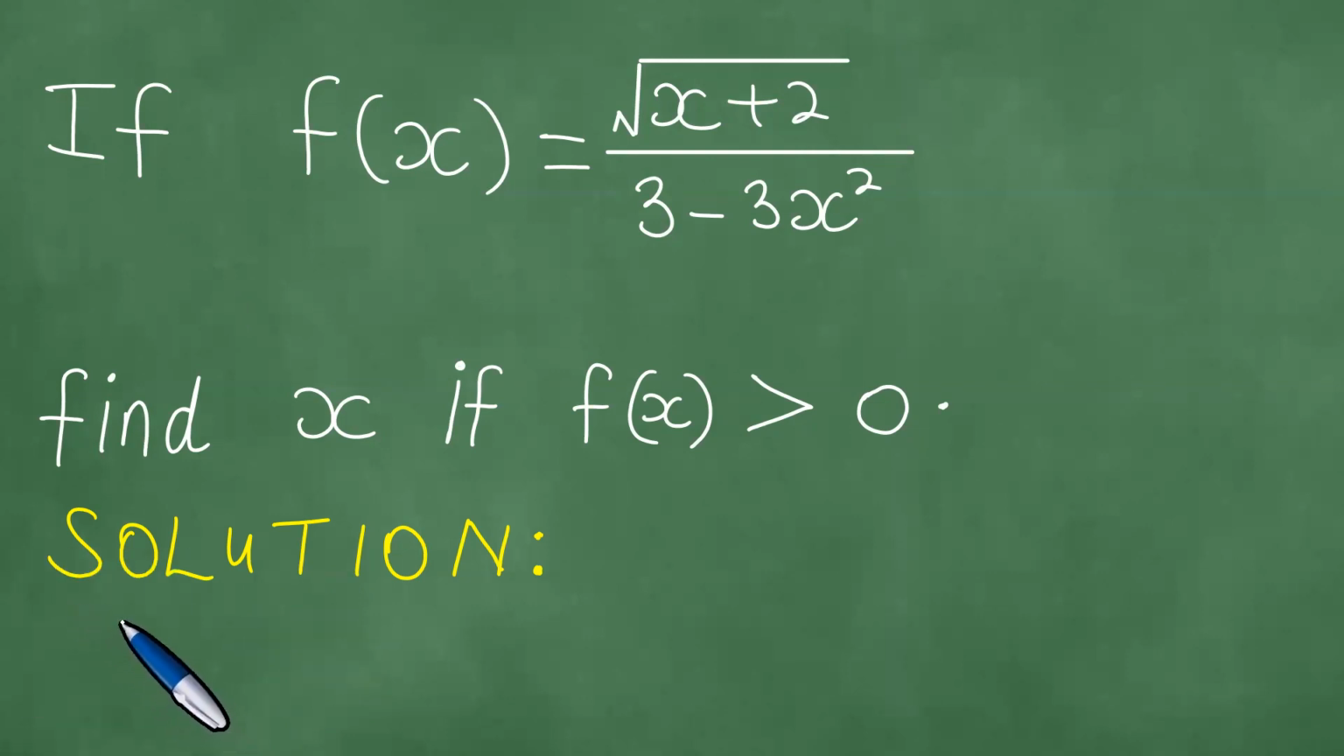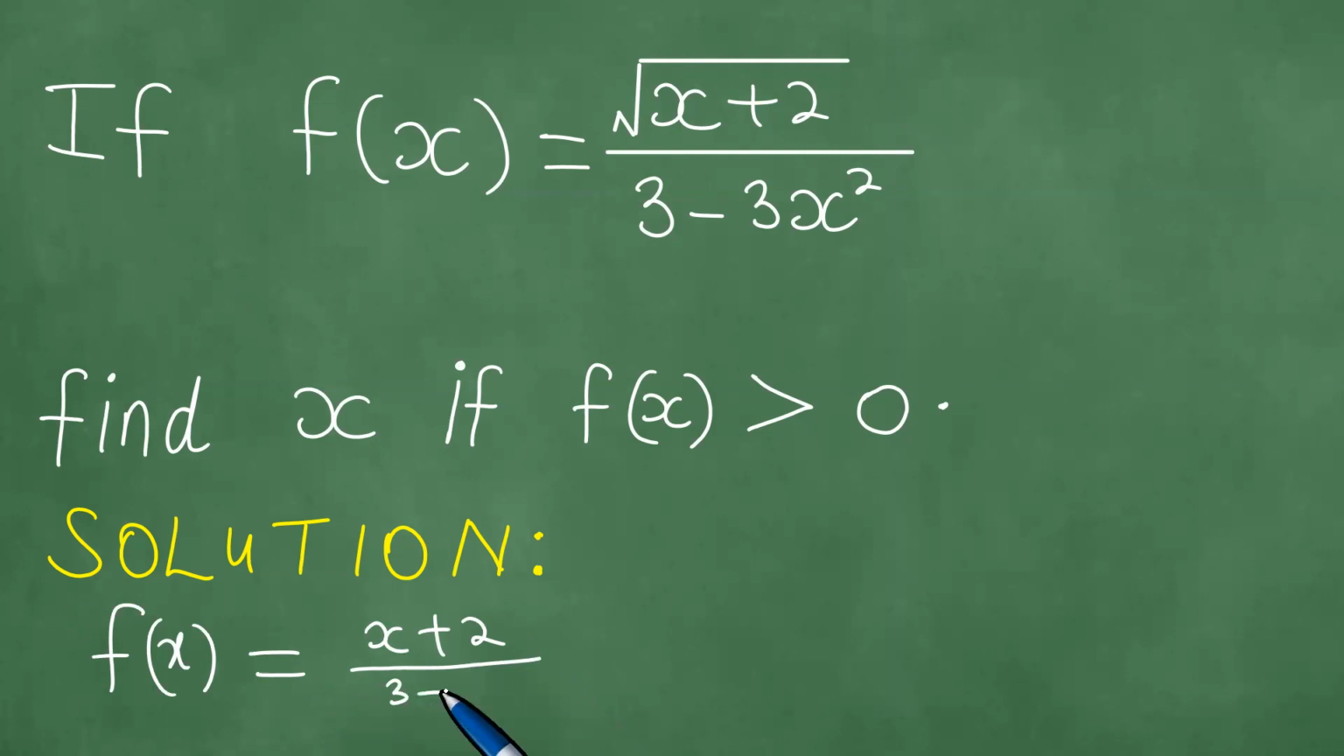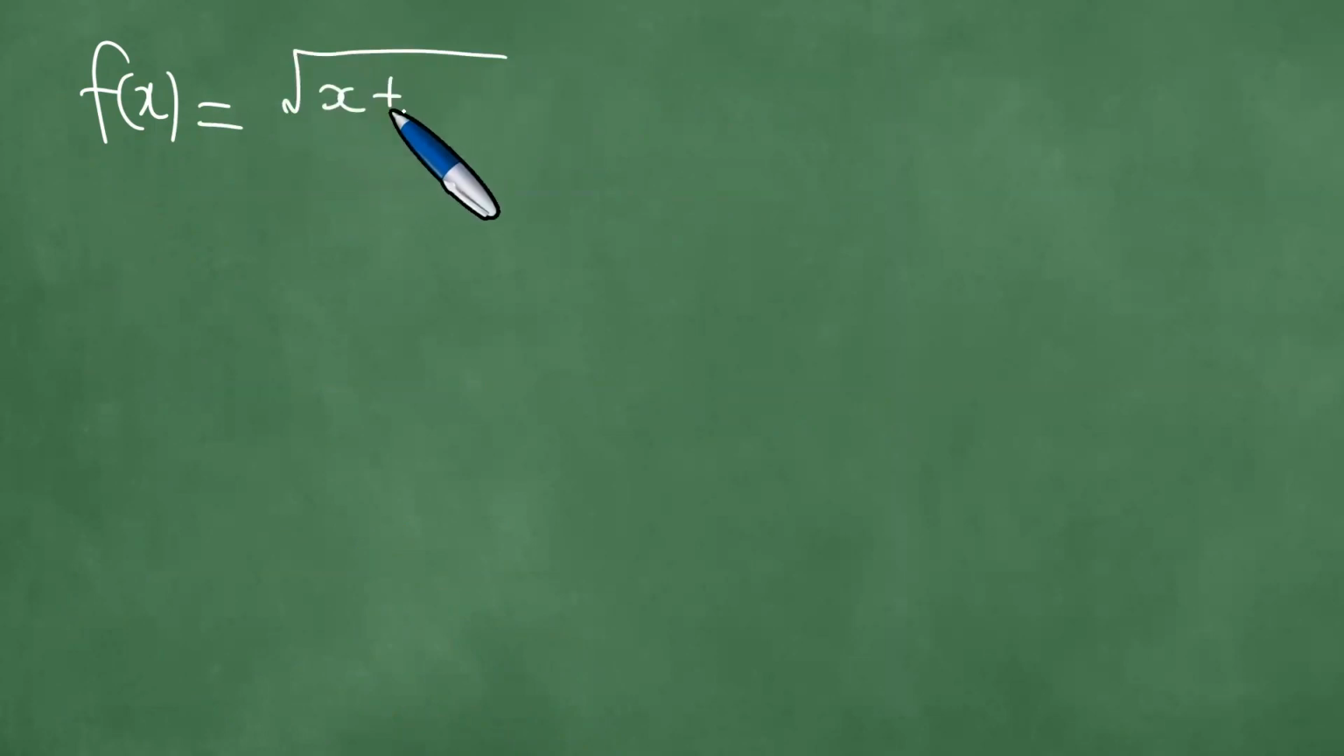So first things first, we have that f of x is equal to the square root of (x plus 2) divided by (3 minus 3x squared). Moreover, we have that f of x, which equals the square root of x plus 2 divided by 3 minus 3x squared, is strictly greater than 0.